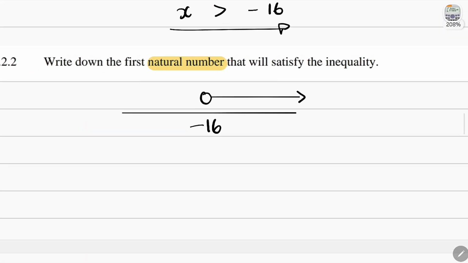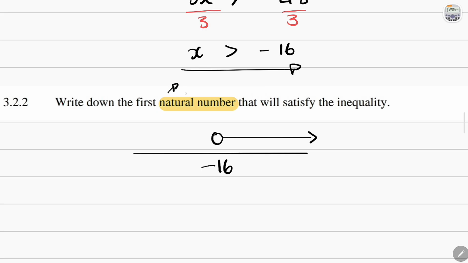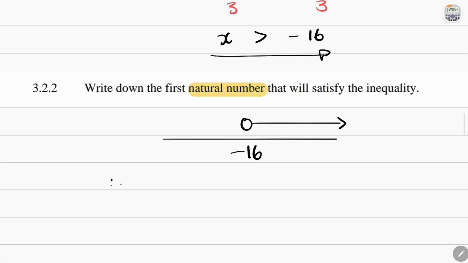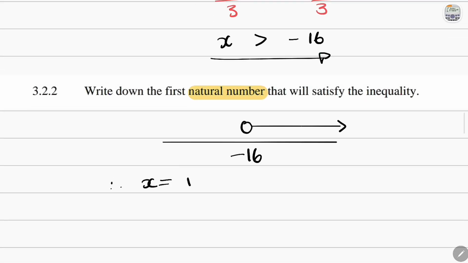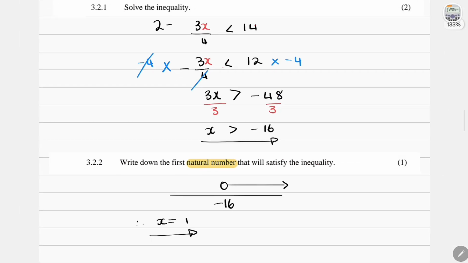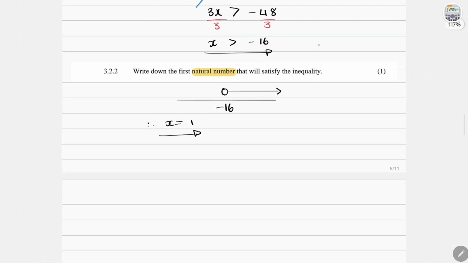So natural numbers are integer values that are positive, starting from 1, okay, not 0. So we can't take any of these numbers like negative 15, negative 14. We would have to start from 1. So the first natural number that satisfies this inequality, values that are greater than negative 16, would simply be 1. Okay, so this is where x is specifically equal to 1, and that would be our answer. Moving on to the next question.